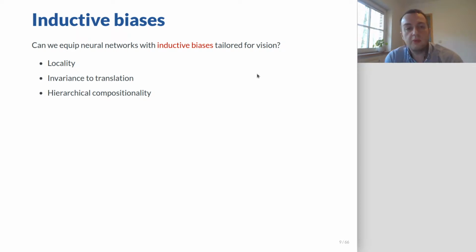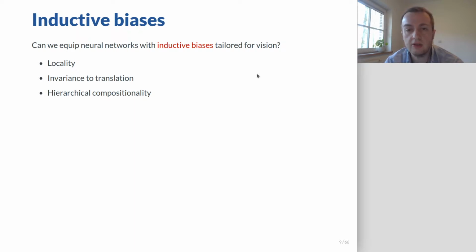Now, the question we'll be interested in today is, given this knowledge, these things that we understand about the visual systems in animals, can we get inspiration from this in order to basically improve the neural networks that we've been talking about so far? And in the jargon of deep learning, what we would usually say is, can we equip neural networks with inductive biases that would be tailored for vision?